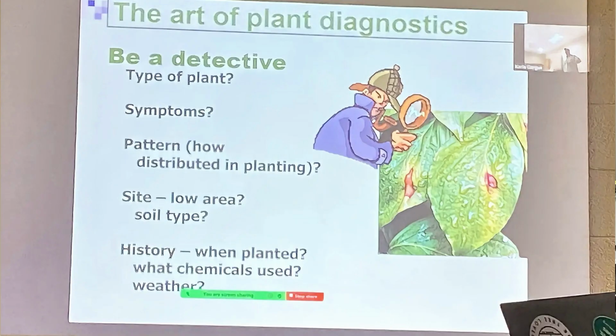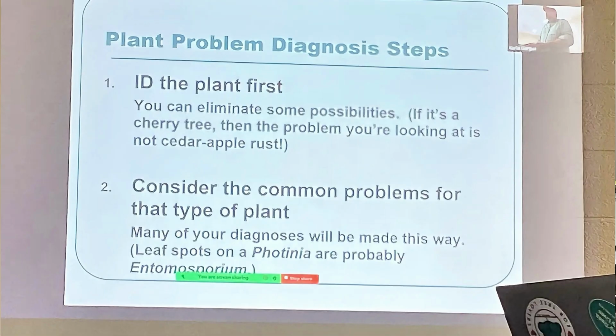Be a plant detective. Type of plant, symptoms, pattern, how distributed in planting, site, low area, soil type, history, when planted, what chemicals used, weather. And then the first part is to ID the plant. You can eliminate some possibilities. If it's a cherry tree, then the problem you're looking at is not cedar apple rust. Consider the common problems for that type of plant. Many of your diagnostics will be made this way.